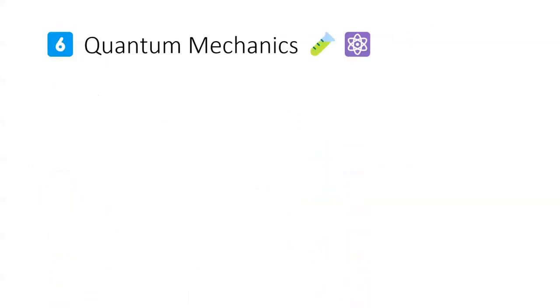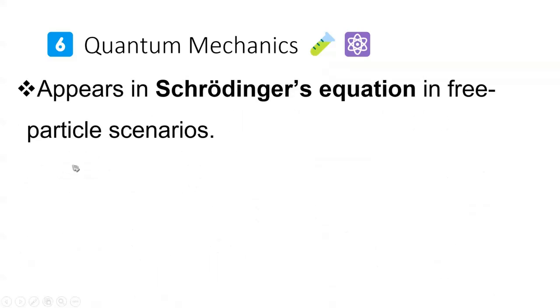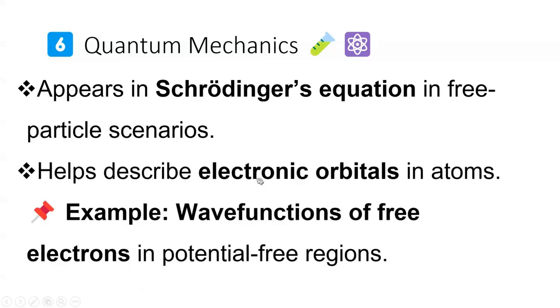Then another area of application is quantum physics, in the area of quantum mechanics. We find that the Laplace equation appears in Schrodinger's equation in a free particle scenario, and it therefore helps us to describe electronic orbitals in atoms. An example of this application can be wave functions of free electrons in potential-free regions.